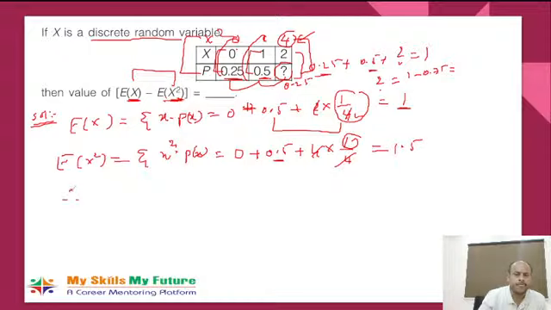What is our question? Our question is E of x minus E of x square. E of x is 1. E of x square value is 1.5. Then what is the answer now? Minus 0.5. This is our answer.